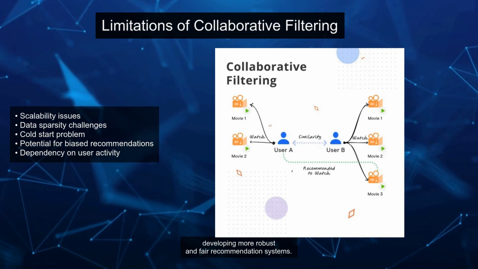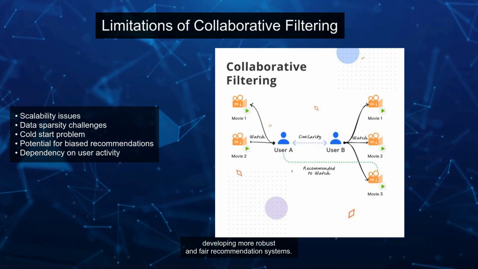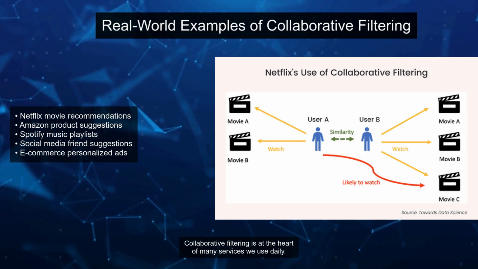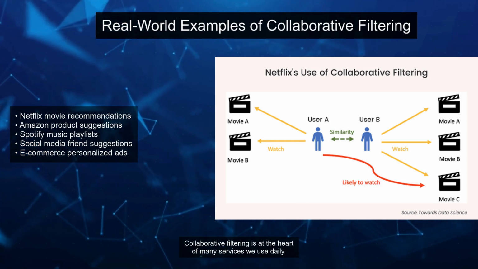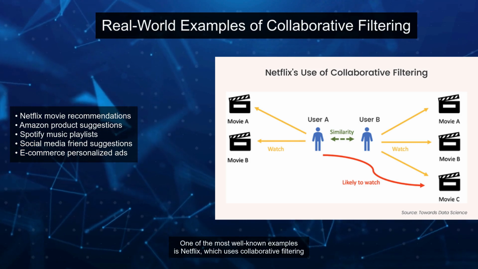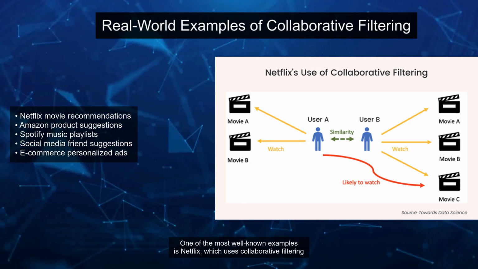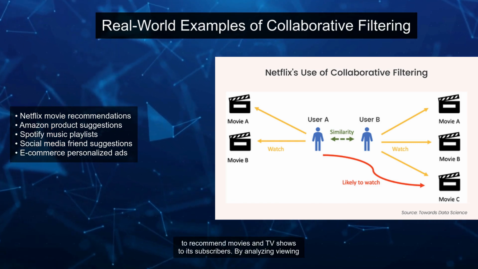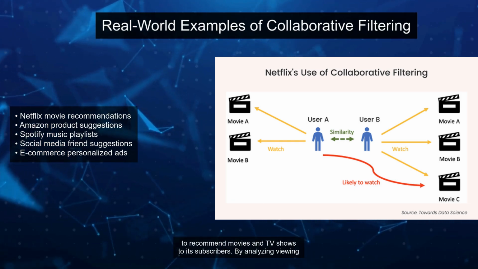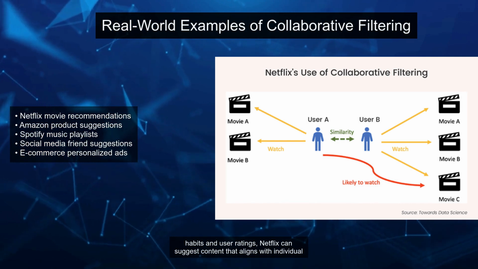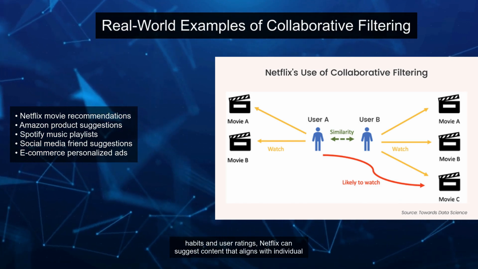Understanding these limitations is essential for developing more robust and fair recommendation systems. Collaborative filtering is at the heart of many services we use daily. One of the most well-known examples is Netflix, which uses collaborative filtering to recommend movies and TV shows to its subscribers. By analyzing viewing habits and user ratings, Netflix can suggest content that aligns with individual preferences.